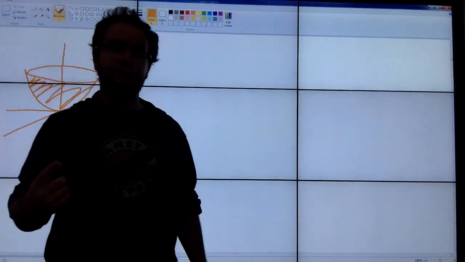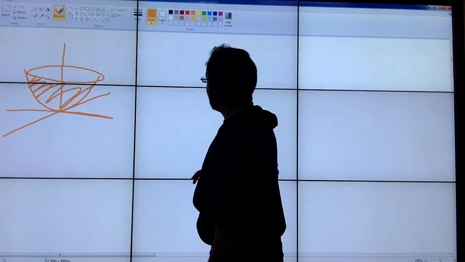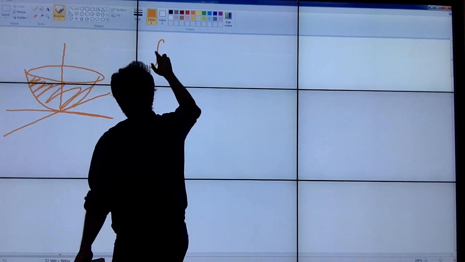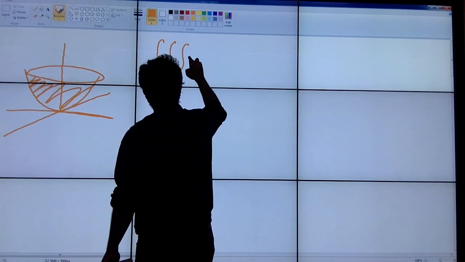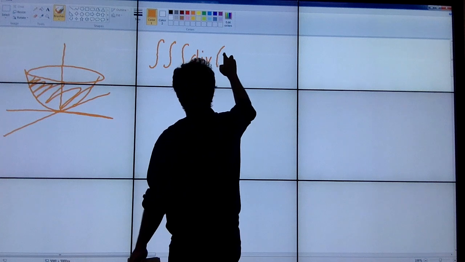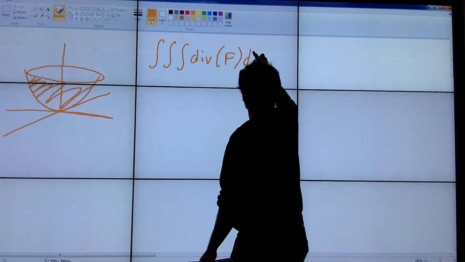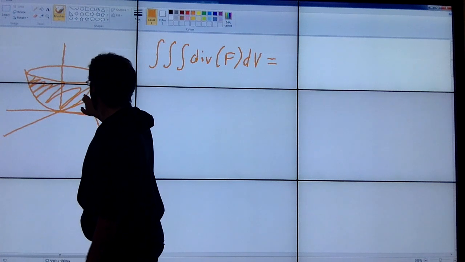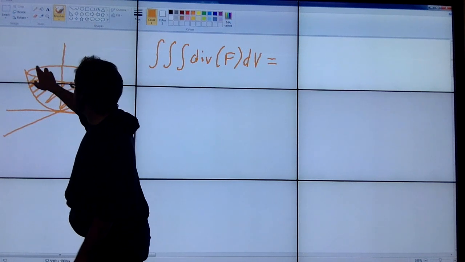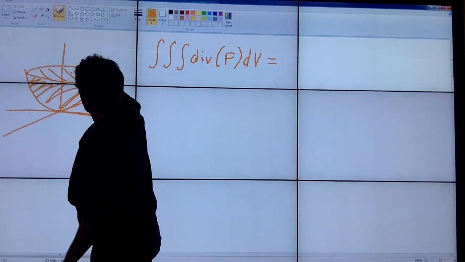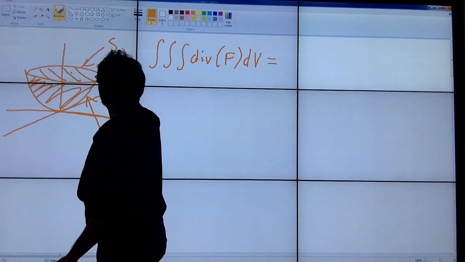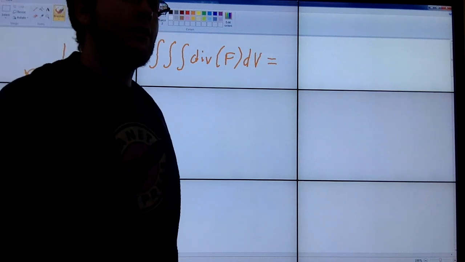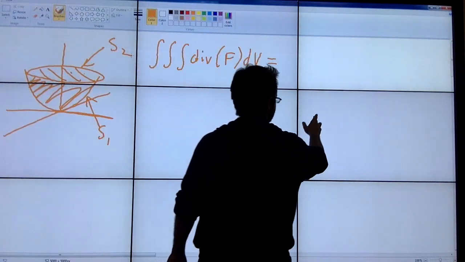But let's for a moment pretend that it was. Let's say the lid was there. That would mean the divergence theorem would give us the flux across this surface, which we'll call S1, plus the flux across this surface, which we'll call S2. Now again, for the purpose of this problem, S2 is not really there.